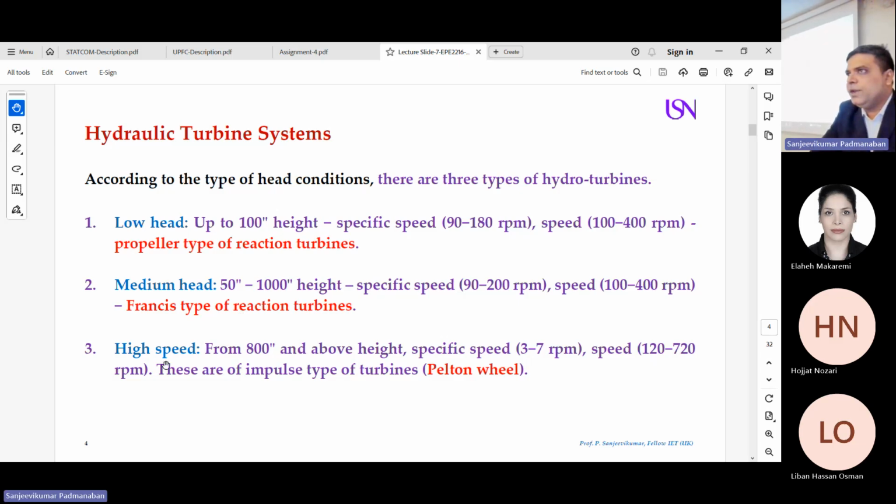If you're going for high head, you can go from 800 and above height. You can see the speed now. It becomes 3 to 7 RPM. This is the speed, 3 to 7 RPM. As the size increases, the speed calms down.